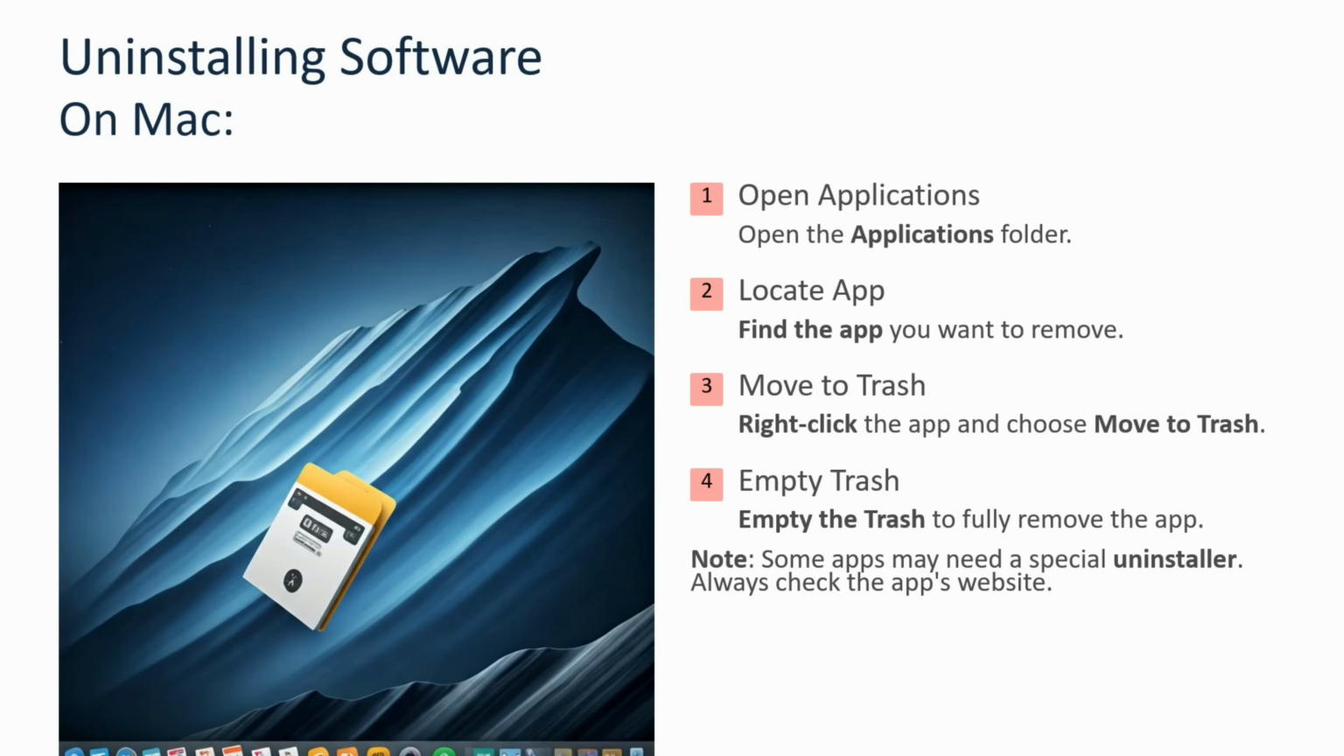Now we will see how to uninstall software on Mac operating system. First, you have to open the Applications folder. Then you have to find the app you want to remove. Then right click on the app and choose Move to Trash. Then empty the Trash to fully remove the app. Some apps may need a special uninstaller. Always check the app's website.